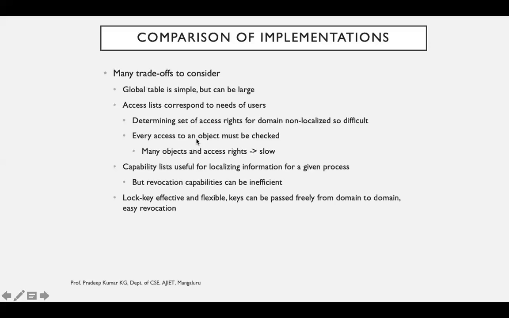So every access to an object must be checked each and every time, whether that particular object has permission for that. You do the exercise each and every time. The headache is more. Automatically, when this load is more, the speed will reduce, because you have many objects, many access rights with each individual domain.